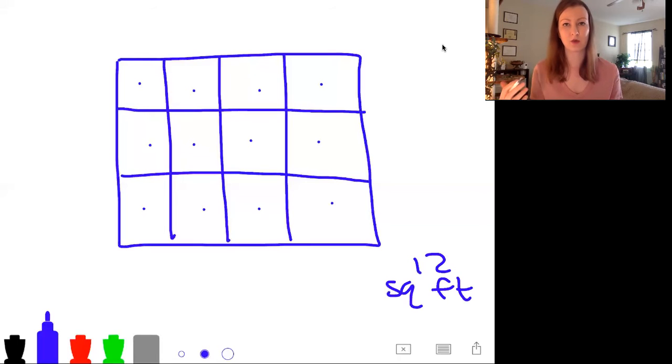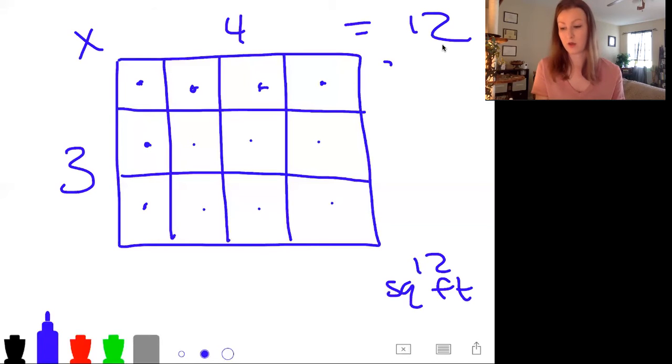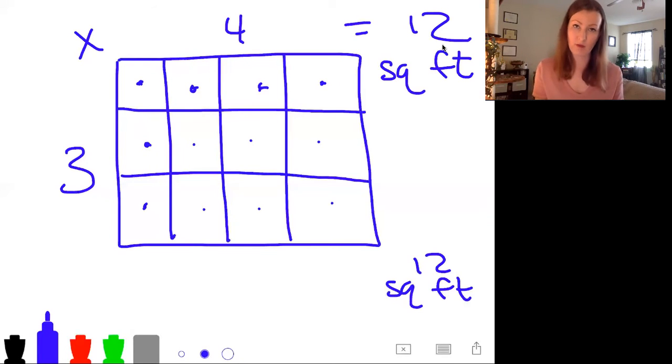So we can just count the sides. 1, 2, 3, and 1, 2, 3, 4. Put a little multiplication symbol right there, and we've got 3 times 4 equals 12 square feet. So it saved us a lot of time, especially if you have a lot of tiles. It'll save you a lot of time having to count all them tiles by just doing the top row and the side row.